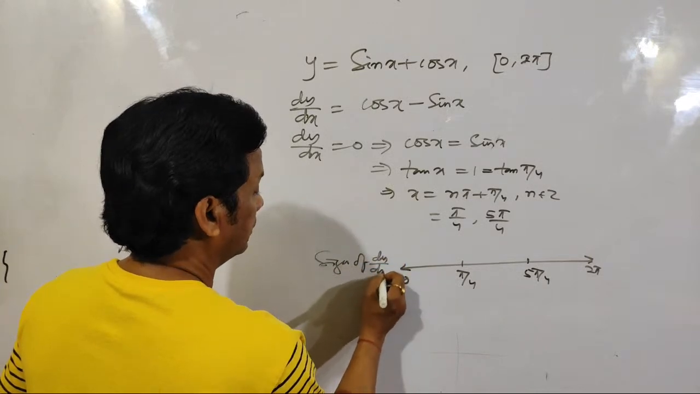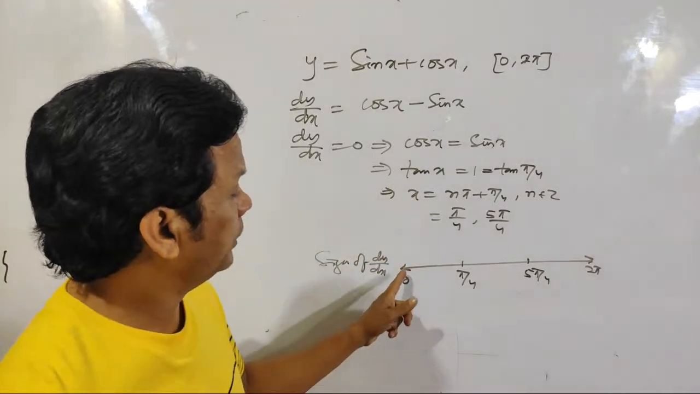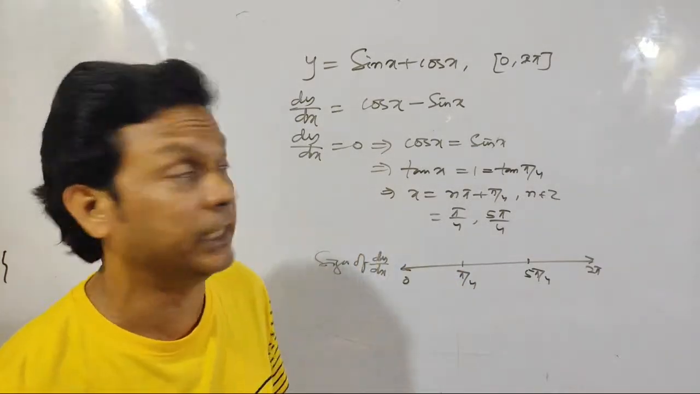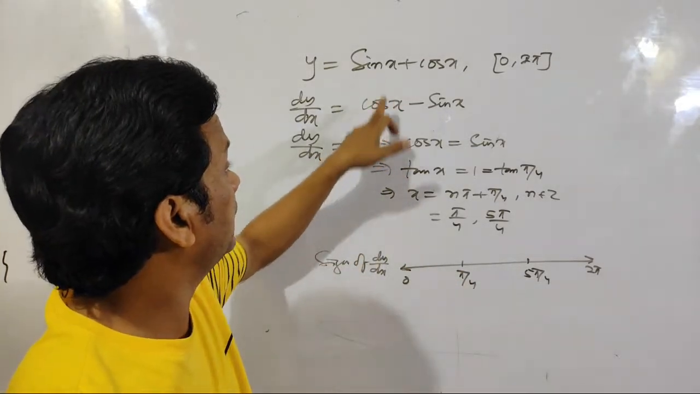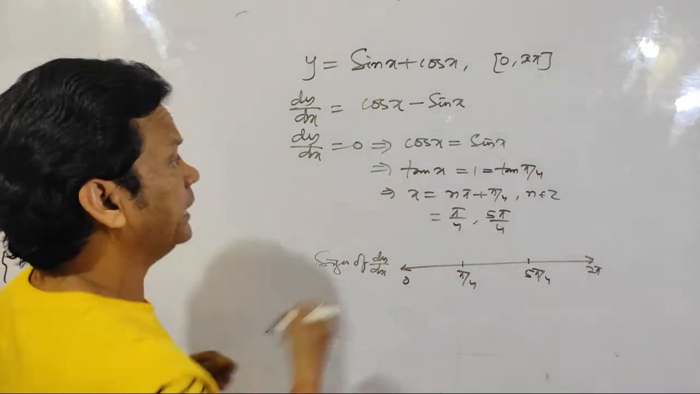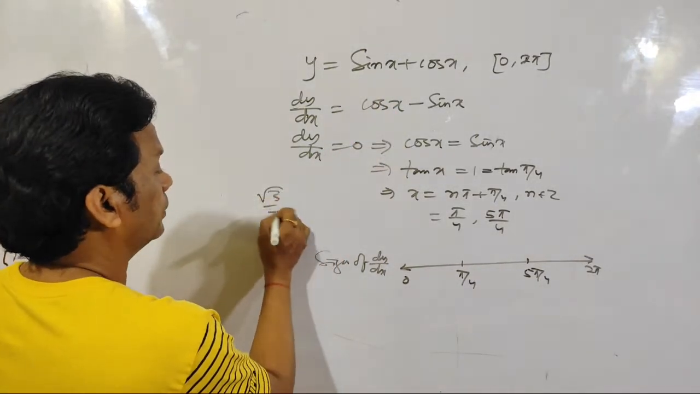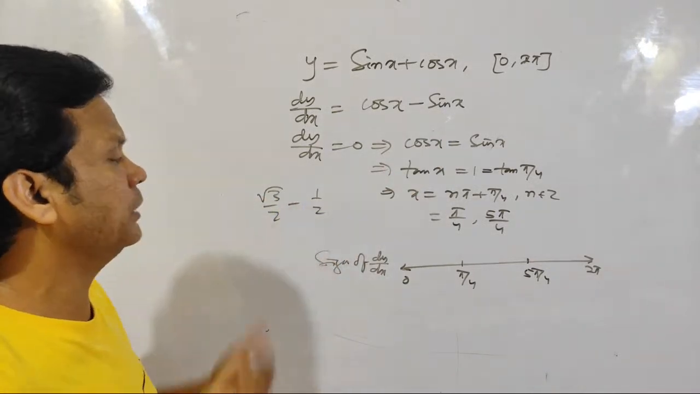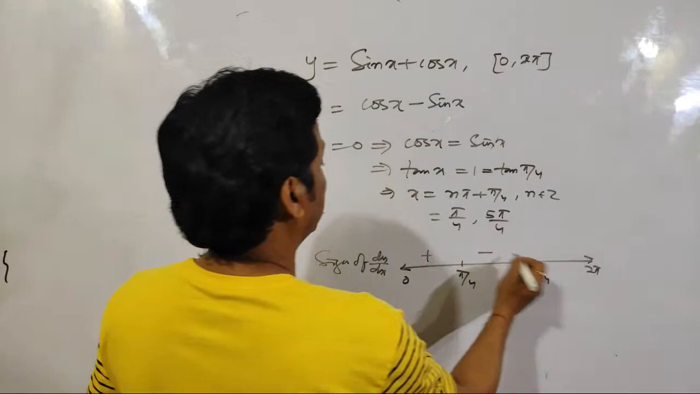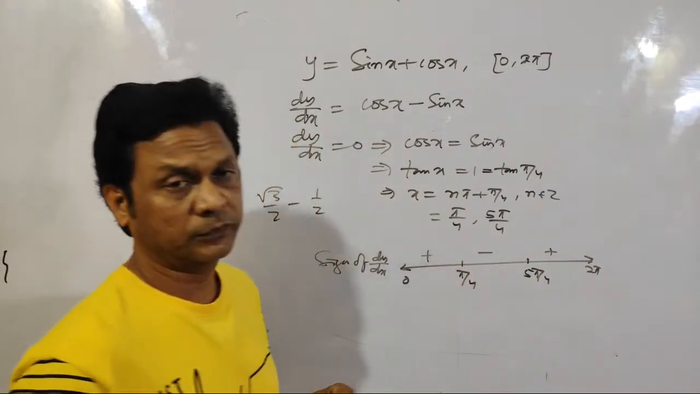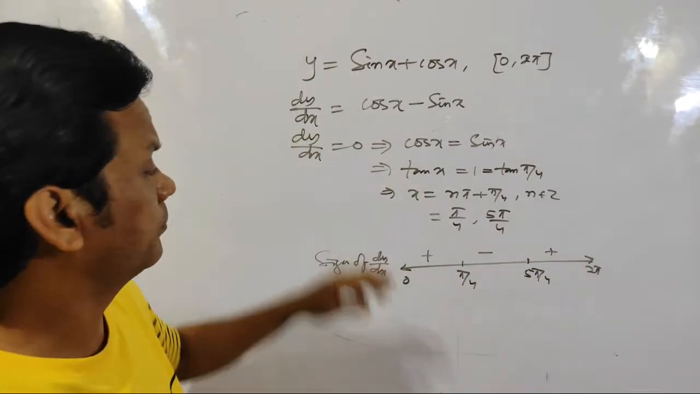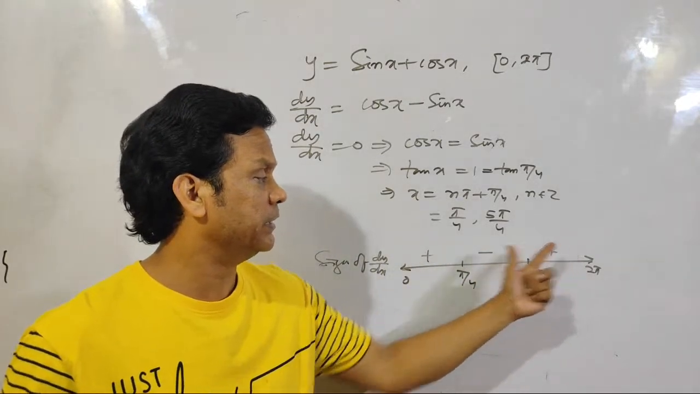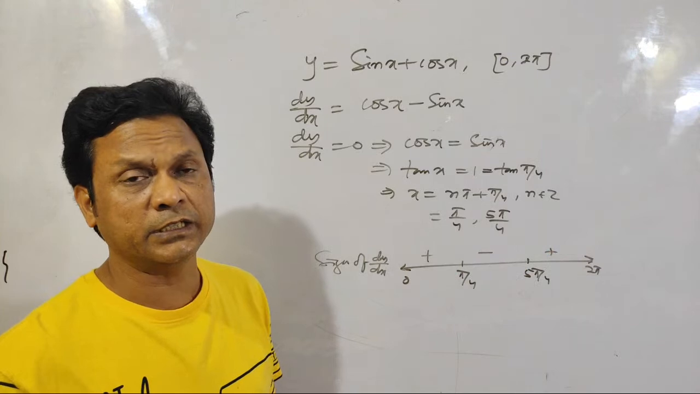Let us check in between 0 and 45 degree. Pi by 4 is 45 degree. Let us check 30 degree. So cos 30 degree, root 3 by 2, minus sin 30, it is 1 by 2. So root 3 minus 1 by 2, it is positive. So positive, negative, positive. Is that clear to you or not? That means in this interval it is increasing, in this interval it is increasing, and in the middle part it is decreasing.